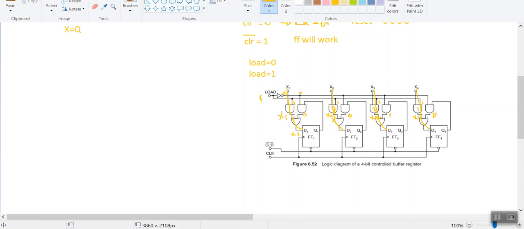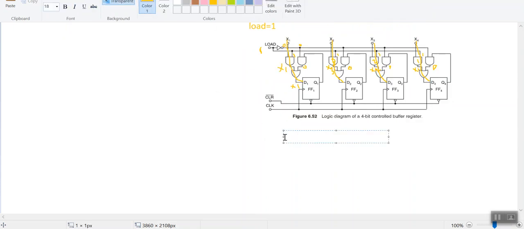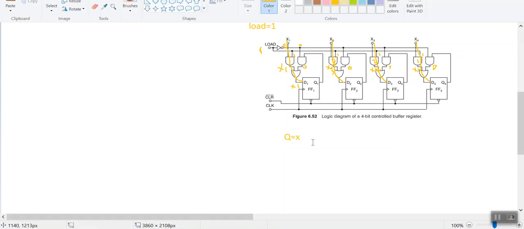Therefore here we can state that this is a controlled buffer register. Here my controlling operation is with respect to load. So when my Q is equal to x, it means that the controlling state is occurring for the buffer register and I am giving my input x. Let us consider my x as 1 0 1 1. Then I will directly get my output here as 1 0 1 1. So this is the buffer register with respect to the load concept.